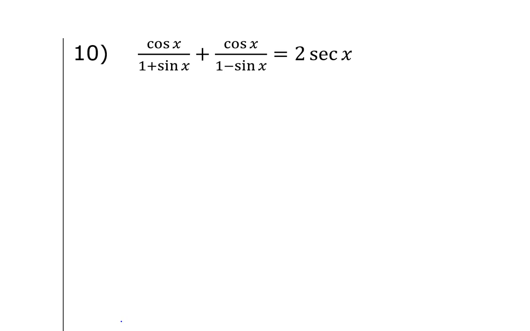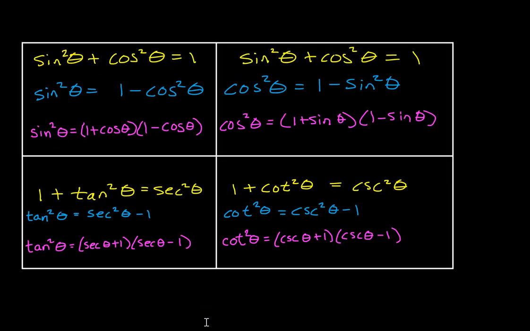And I see 1 plus sine x, and I see 1 minus sine x. And here's what that's reminding me of. This part of the chart right here. 1 plus sine x, 1 minus sine x. If you multiply those together, you get cosine squared.